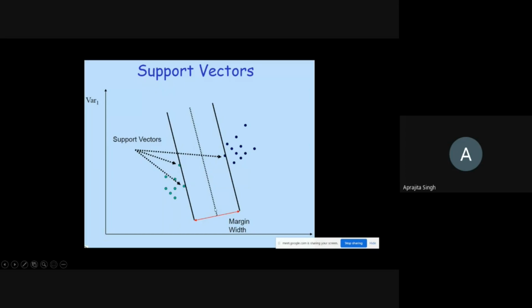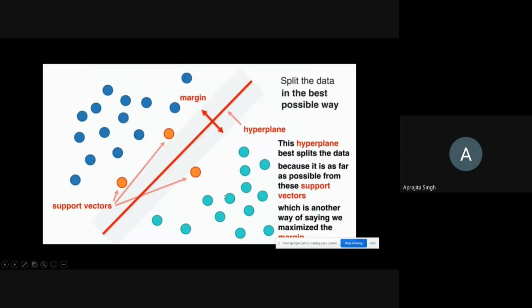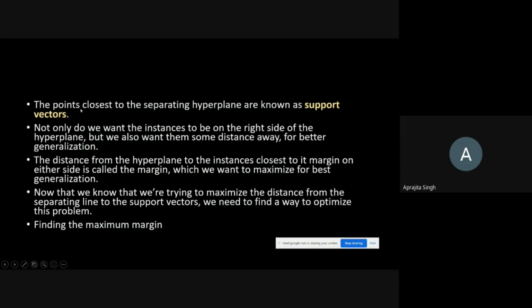So this point is at the center. Okay, so these are support vectors. So what are support vectors? The point closest to the separating hyperplane is what is a support vector. Not only do we want the instances to be on the right side of the hyperplane, but also we want them some distance away.